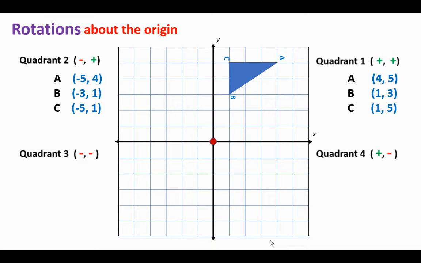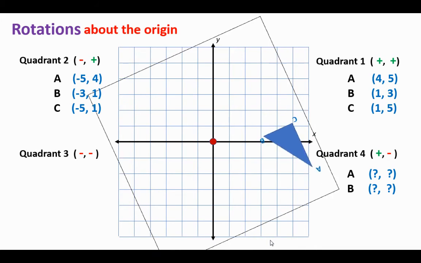Well, B is located at 1, 3, and C is located at 1, 5. And again, look back to where we started, what the B coordinates were and the C coordinates were, and start to see if you can recognize the pattern of what's going on. Because we're going to do another 90-degree rotation clockwise, which will put us into quadrant 4. And I need you to make a prediction on where A and B will end up.